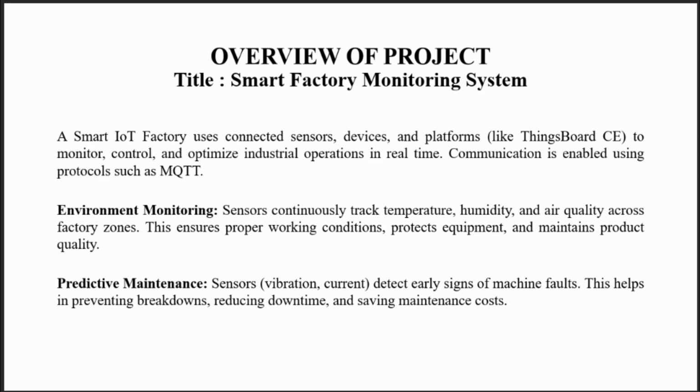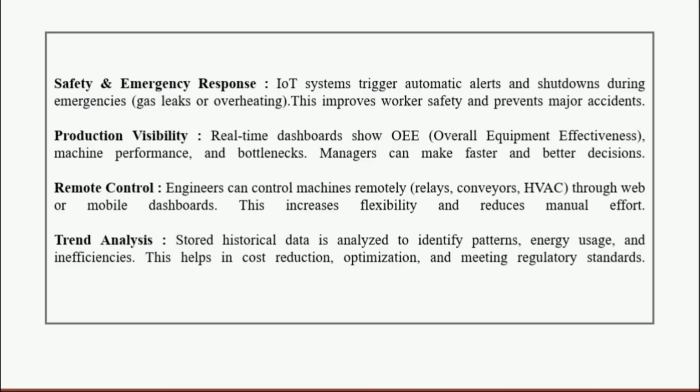Predictive maintenance: sensors detect early signs of machine faults. This helps in preventing breakdown of the machines in real time and also saves maintenance cost. Safety and emergency response: the IoT system triggers automatic alerts and shutdowns during emergencies, whether gas leakage or overheating. This improves worker safety and prevents major accidents.